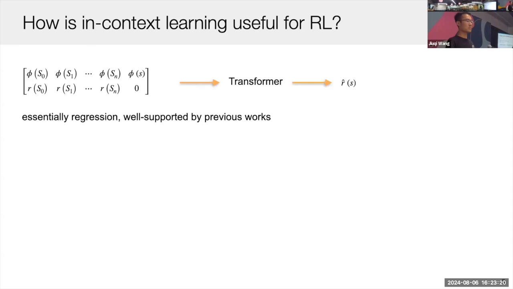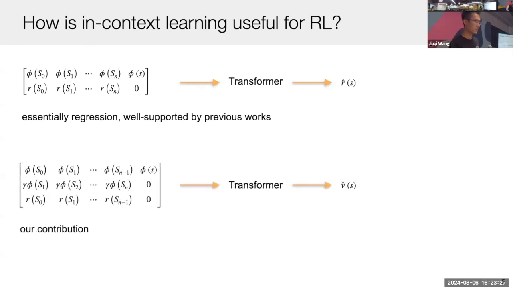So at first glance, it's not that interesting. But we find that if you have a prompt like that, with the feature for the current state, the feature for the next state discounted by gamma, and also the reward, it can actually do prediction in context and output the value function learned from this context for the current feature. And how do we achieve that?